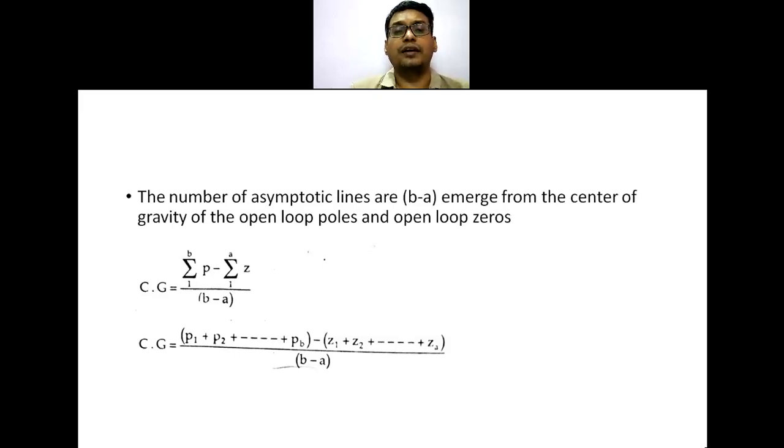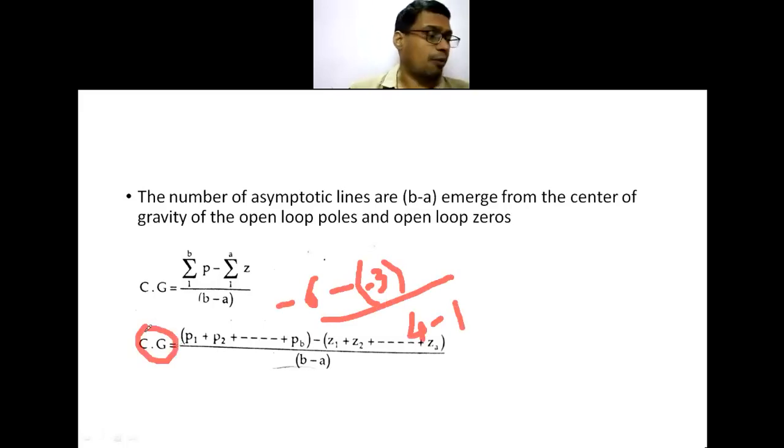There we have taken 4 poles: 0, minus 1, minus 2 and minus 4. Their sum is minus 7, and the zero is minus 3, so the numerator is minus 7 minus of minus 3. That is going to be divided by B minus A, that is 4 minus 1. So this is my center of gravity that will be obtained.